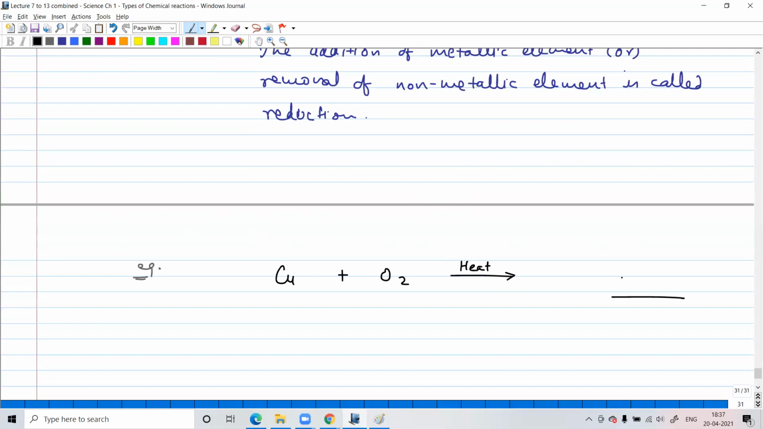Does anyone understand what you think the product will be? We have seen this reaction, right? Take copper and heat it with oxygen. What do you get? Have you seen this reaction before?